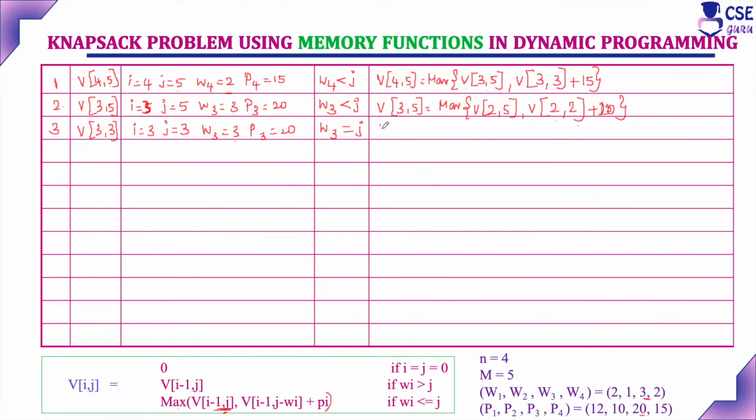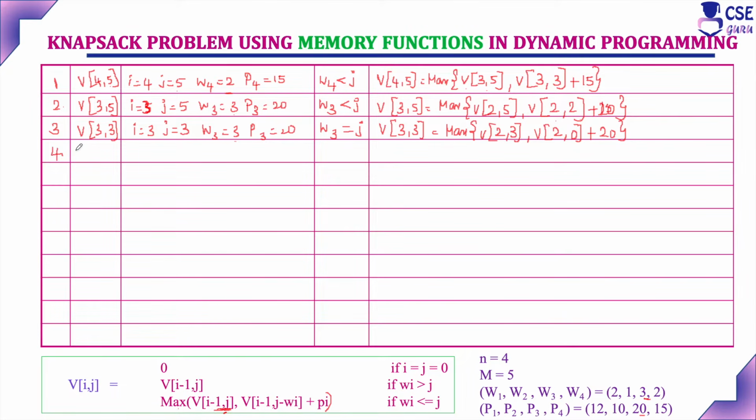So we need to find V of 3 comma 3 equal to maximum of V of I minus 1. I is 3, 3 minus 1 is 2, J is 3, comma V of I minus 1, 2, comma J minus WI. 3 minus 3, the value is 0. Okay. Plus profit of the third object, it is 20. Okay. So with this, we are going to compute V of 3 comma 5 and 3 comma 3. Next, we need to compute 2 comma 5 and 2 comma 2.